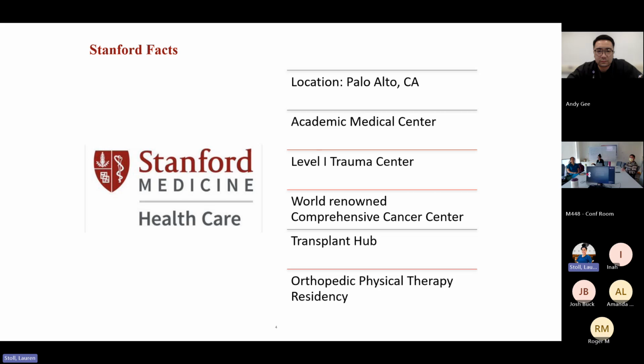So a couple other quick facts. Like I mentioned, this program will be in Palo Alto, California, through the primary hospital here. It's only the adult acute care population, so we do not have rotations with pediatric populations. And there currently is no rotation at Sequoia Hospital in Redwood City right now, so it's only here in Palo Alto. Stanford is considered an academic medical center, so it's highly dynamic.